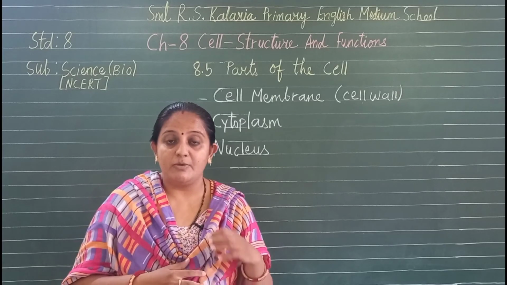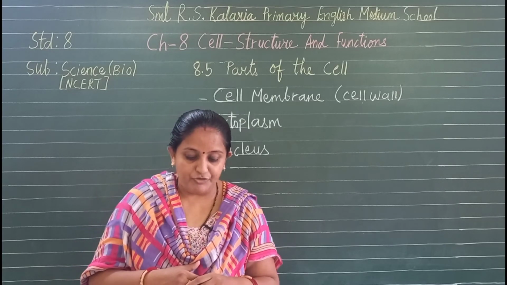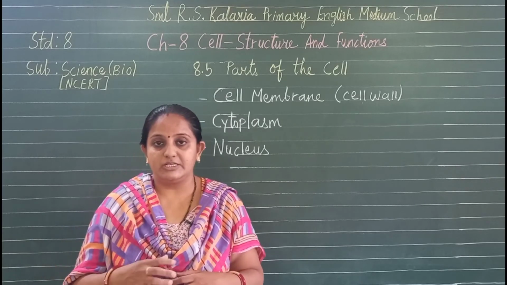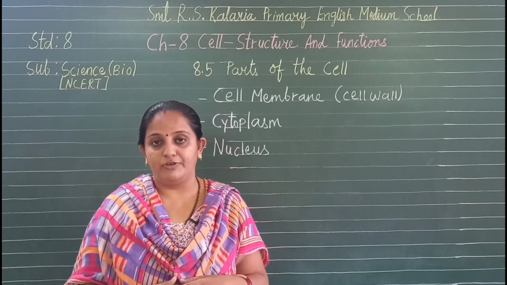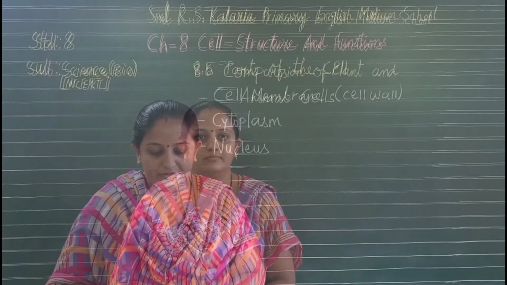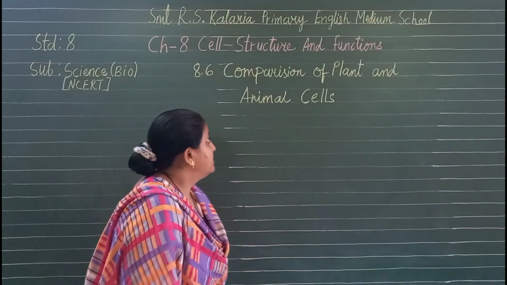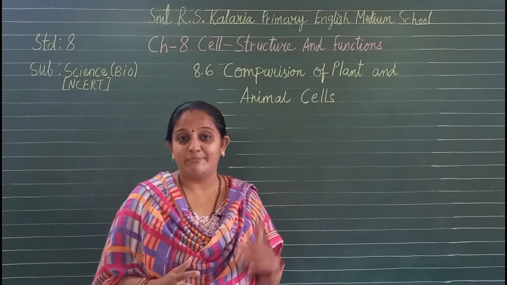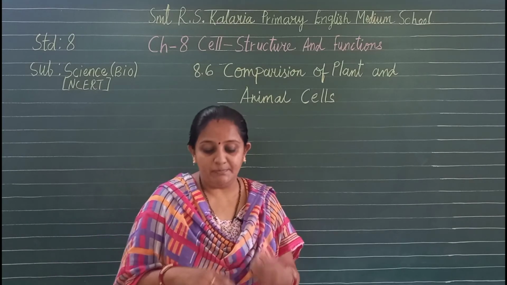We also understood about the plastids, which are of different colors, and the green ones are chloroplasts, where the green pigment chlorophyll is present. Now let us understand about 8.6, the comparison of plant and animal cell. Now let's compare the animal cells and plant cells.